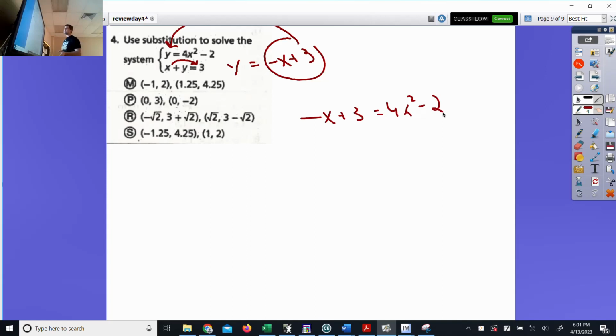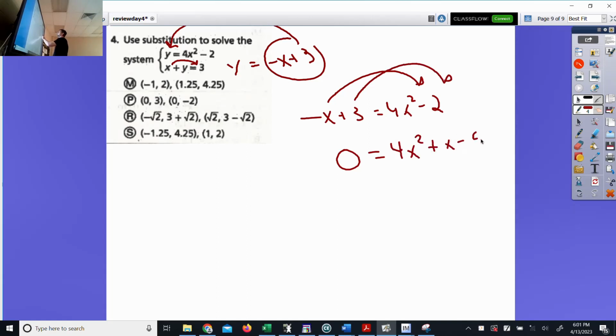You should be trying to use the zero product property here, so you put a 0 on the left and you shift everything to the right. 4x squared plus x minus 5.